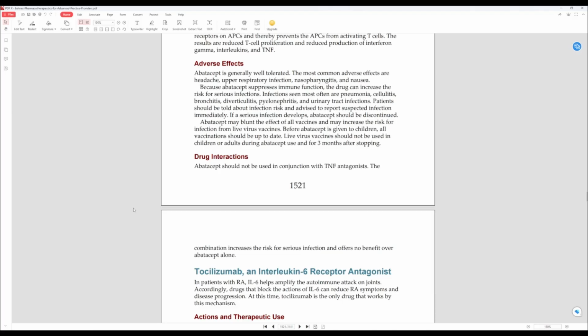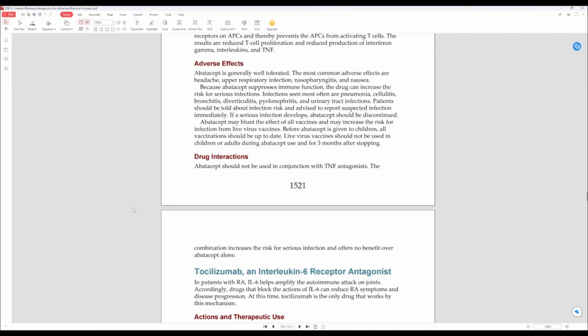Abatacept may blunt the effects of all vaccines and may increase the risk for infection from live virus vaccines. Before abatacept is given to children, all vaccinations should already be up to date. Live virus vaccines should not be used in children or adults during abatacept use and for 3 months after stopping.